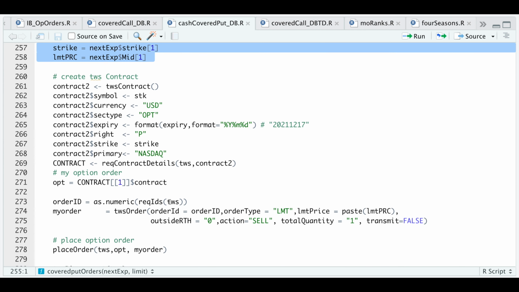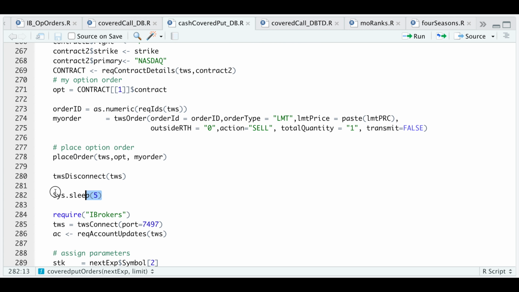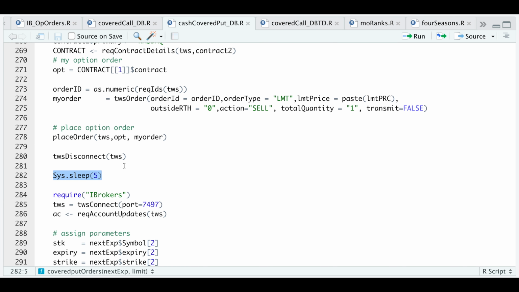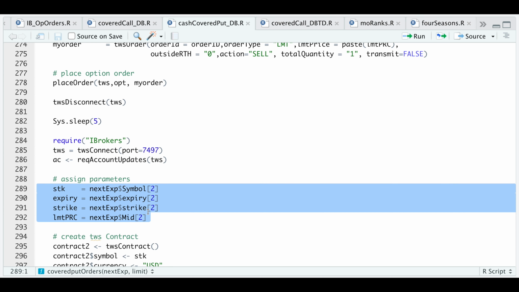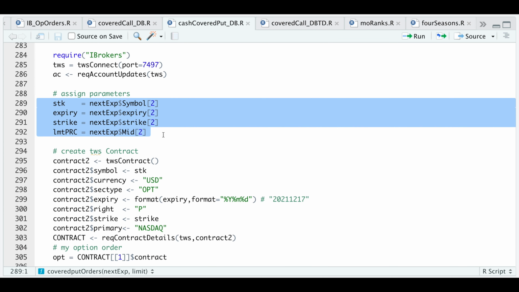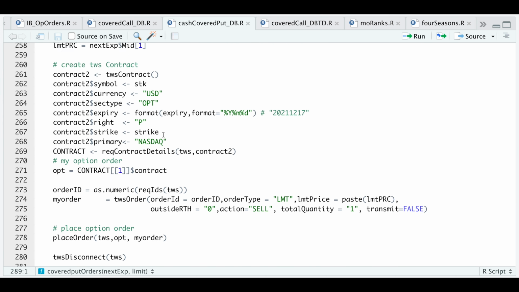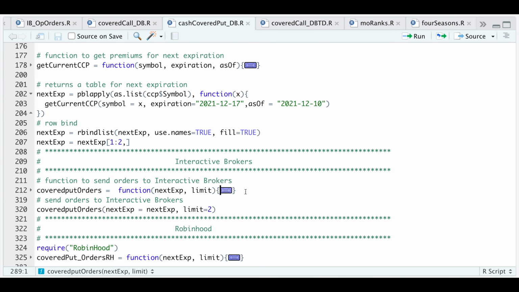After we get the contracts and place the order, I'm going to set the system to sleep for 5 seconds, and then we're going to repeat the process. Only this time, I'll go ahead and assign row number 2, and the rest is just the same. So if you go ahead and minimize this, I'm going to go ahead and run this function.